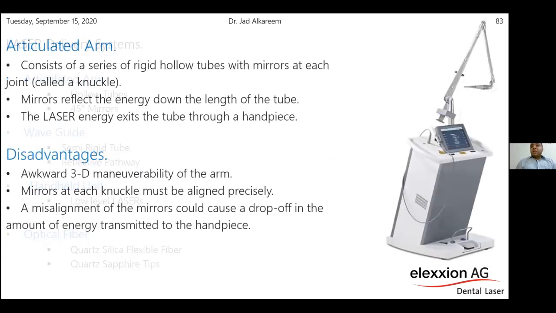So the articulated arm, as you can see, this is an example of the articulated arm on the screen. The articulated arm is mainly used for the erbium YAG, erbium chromium, and CO2 lasers, because they have a high energy transmission. It can transmit more energy, but it has a disadvantage because it is very limited in movement. So sometimes it's not very suitable for movement in the patient's mouth.